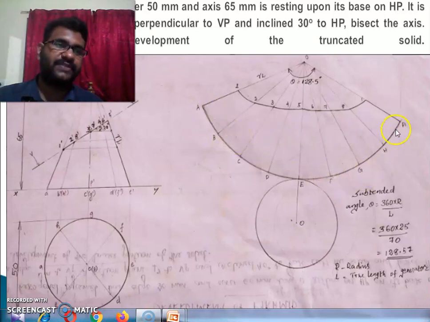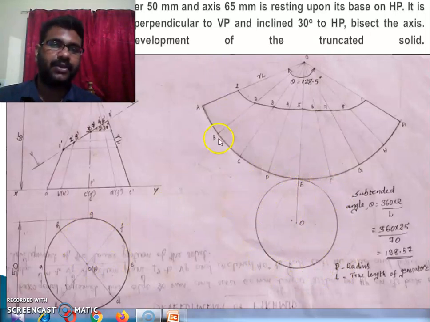Locate all the points. After that, you are to draw the base, which is a circle. For that, you can extend any generator. Then for better appearance, you can extend the center line and locate point O on that line such that EO equals the radius of the base circle. With O as center, you complete the circle.